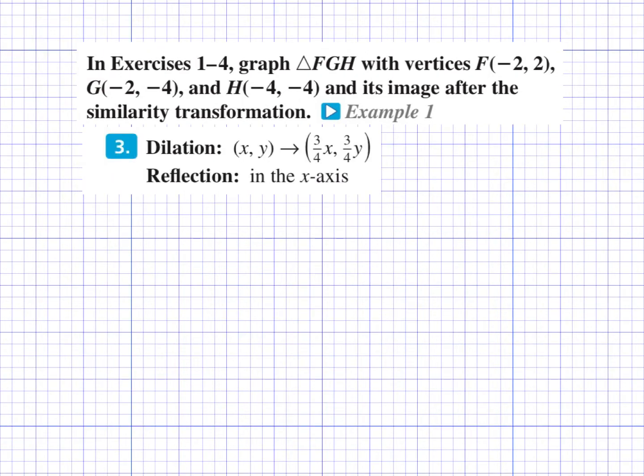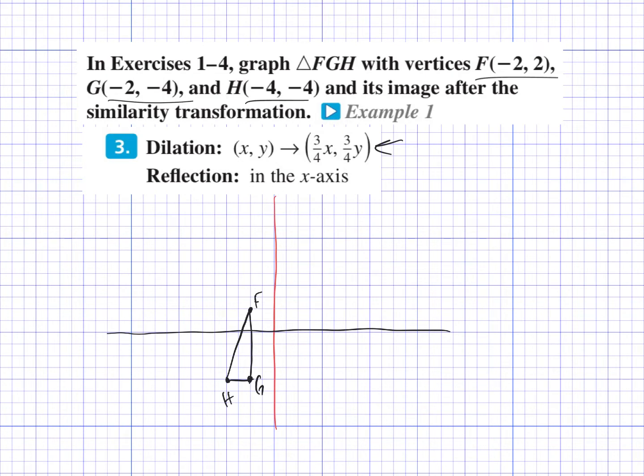Okay, let's go ahead and graph these. Do the same type of thing. Let's do black. All right, F is at negative 2, 2 again. G is at negative 2, negative 4. And H is at negative 4, negative 4. So same picture. And now we're dilating first. So we're going to take 3/4 of each of these values up here. So here's the trick. Multiply by 3 and then divide by 4. And that'll make you go faster.